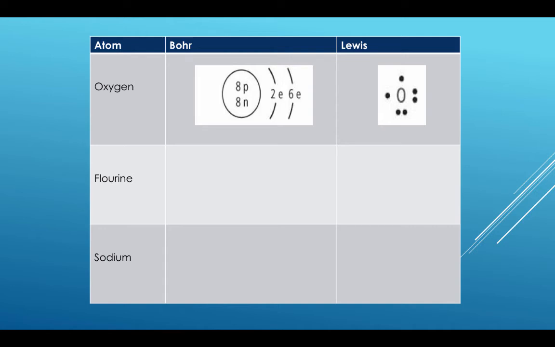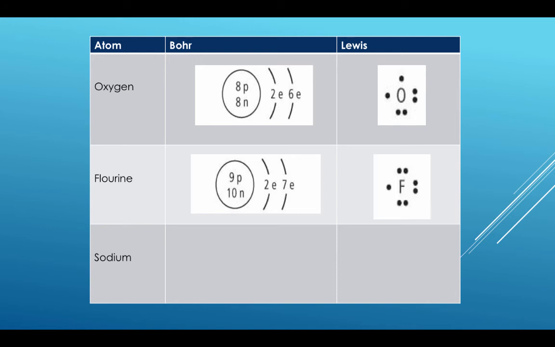Elemental fluorine has one more electron than oxygen, and its Bohr diagram would look like this. Its valence shell, the L shell, would have 7 electrons in it. The Lewis dot diagram for this one would look like this: 7 valence shell electrons.